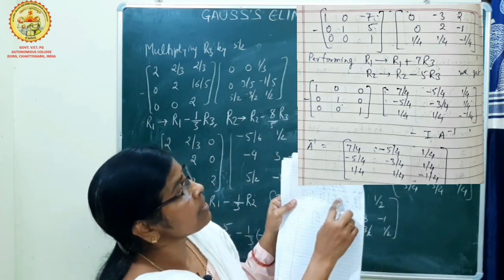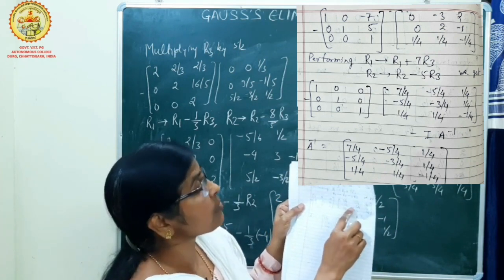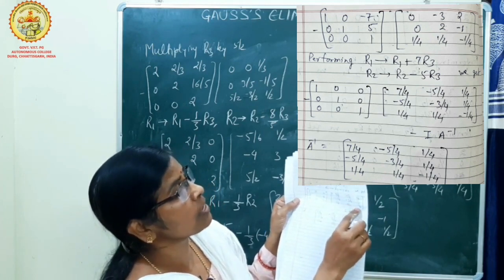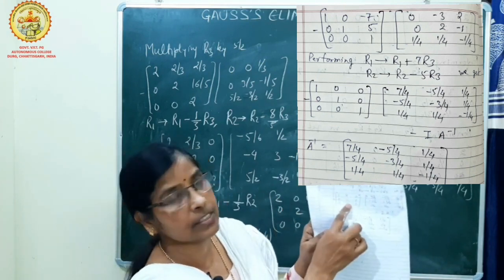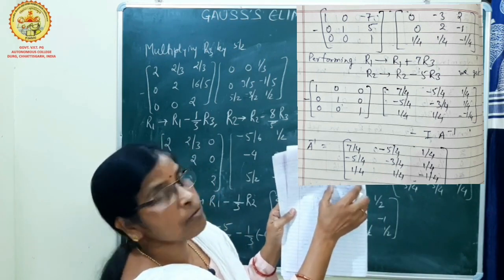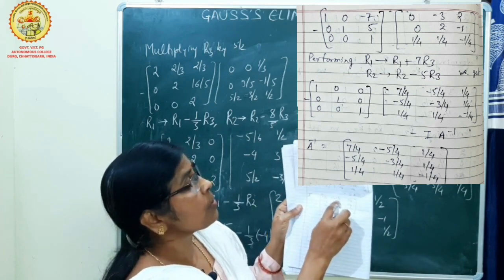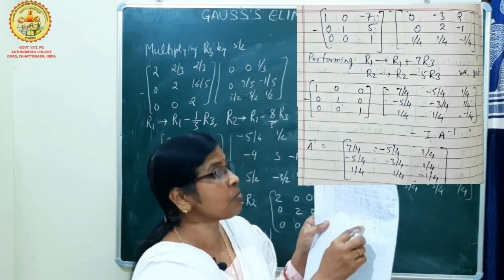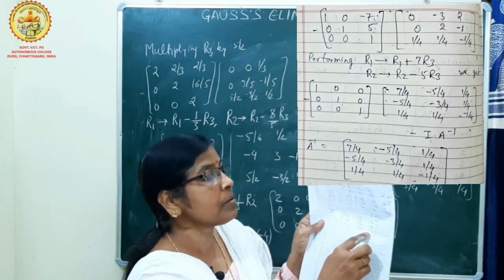Here we get 7 by 4, minus 5 by 4, 1 by 4, and in the second row minus 5 by 4, minus 3 by 4, 1 by 4, and the third row as it is, 1 by 4, 1 by 4 and minus 1 by 4, which is equal to I into A inverse. This is I and this is A inverse. So the value of A inverse is: in the first row 7 by 4, minus 5 by 4, 1 by 4. In the second row minus 5 by 4, minus 3 by 4 and 1 by 4. In the third row 1 by 4, 1 by 4 and minus 1 by 4.